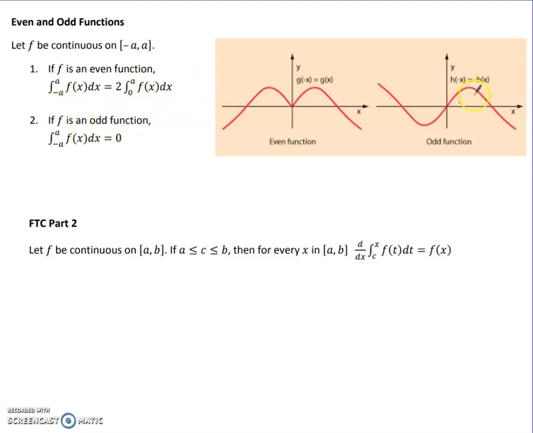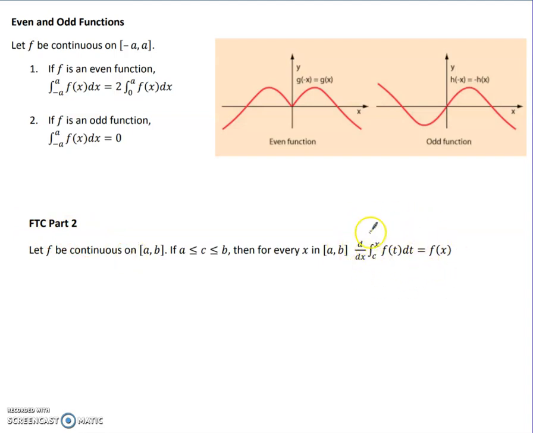Or if it's odd, an odd function is a 180 rotation, which means that this side is always going to be positive, where this side is negative. So if you go the same amount on either side of 0, then these two things would cancel out, giving you 0.